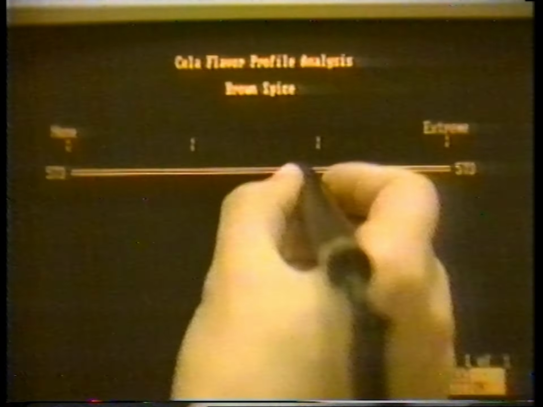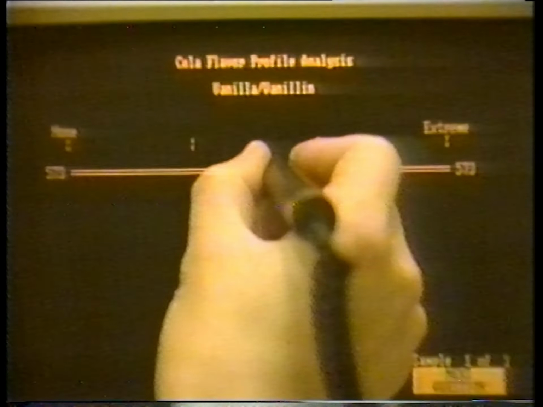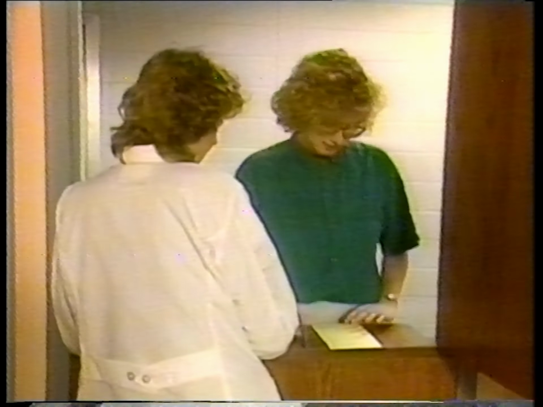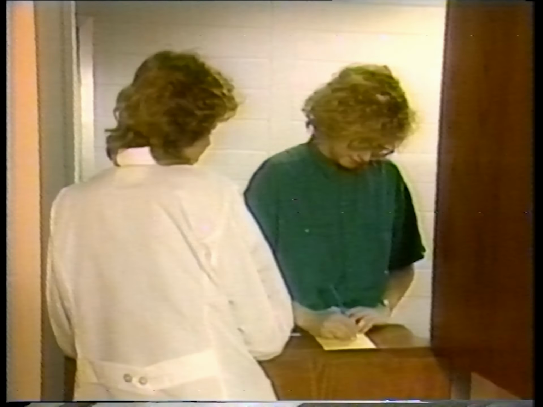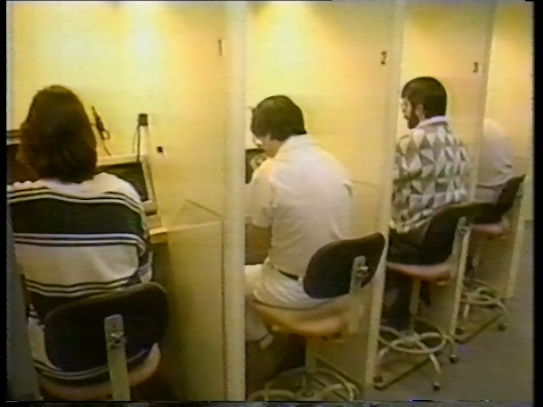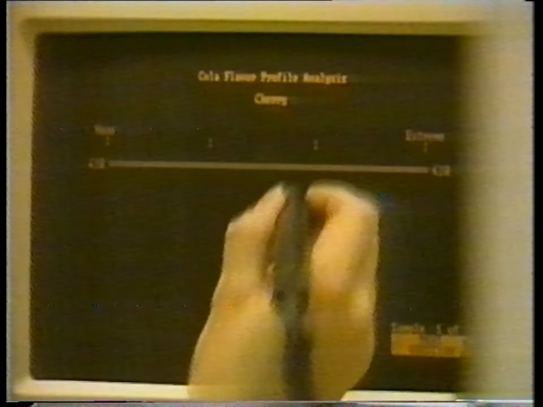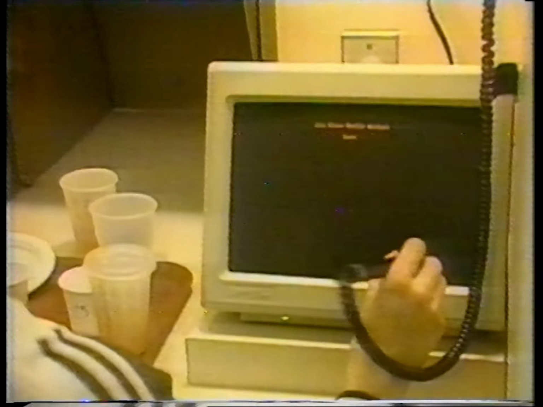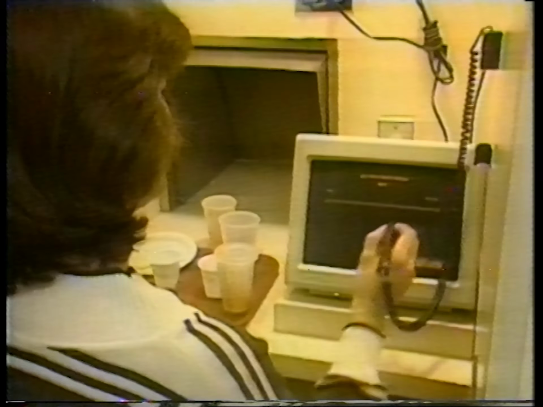They taste the cola and rate it in a series of attributes: brown spice, vanilla, sweetness, and many others. Hi there. Go ahead and sign in number 5. We have 1 sample. 1 month later, the panelists return. During this time, the cola has been stored in extremely warm conditions to simulate 4 months of storage under normal conditions. The taste test is identical to the earlier one.